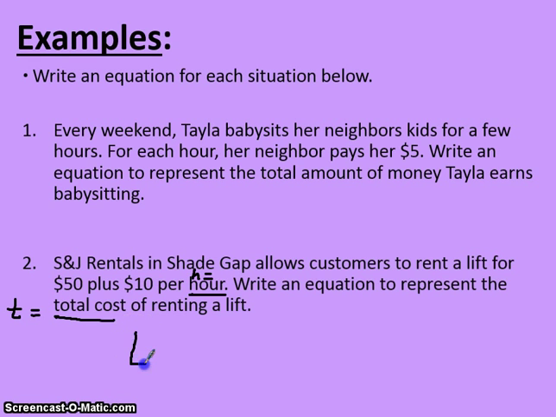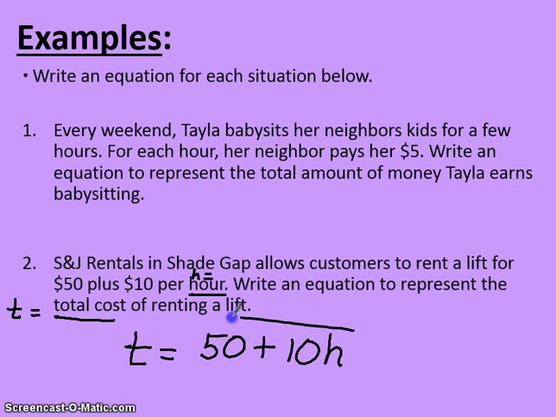But I do know that the total cost is calculated by paying a $50 rental fee plus $10 per, which means to multiply, hour, so times H. So 50 plus 10 times H.